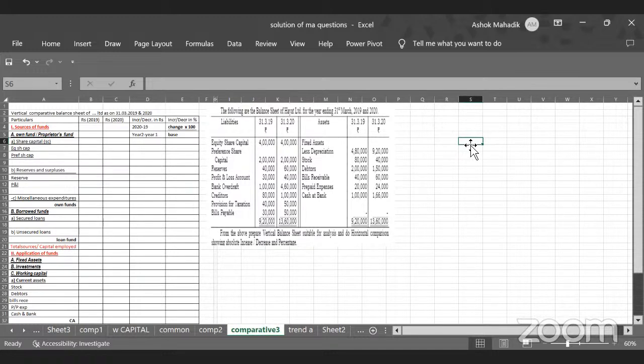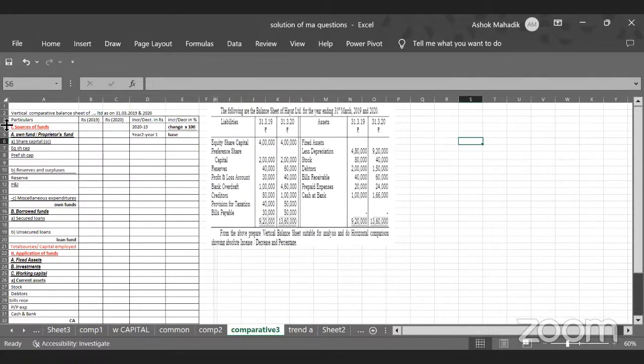Previously, we used to have the balance sheet divided into two sides, liabilities and assets, and they tally. Both the sides of the balance sheet always tally. But now in the vertical balance sheet, we have two sides. One side is called sources of fund, and the second side is called application of fund. You can see here on the left hand side, we have the format.